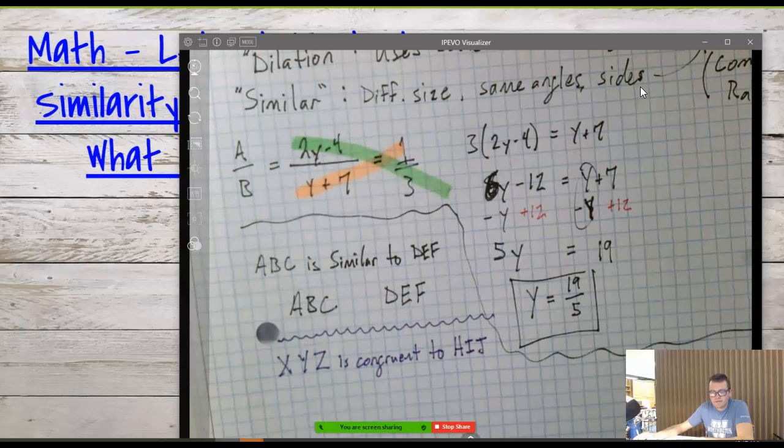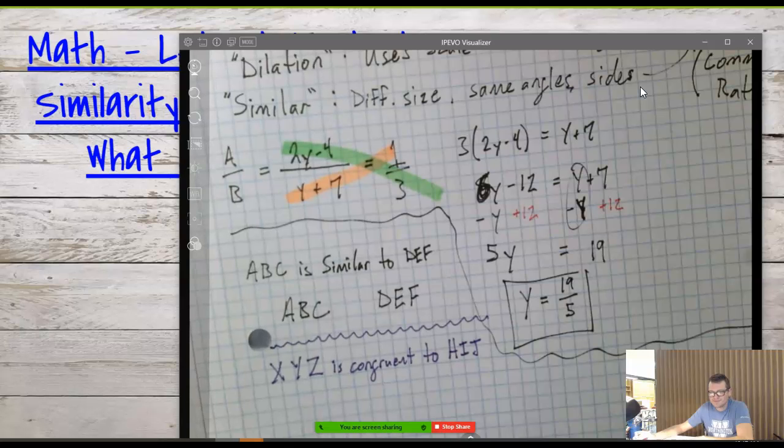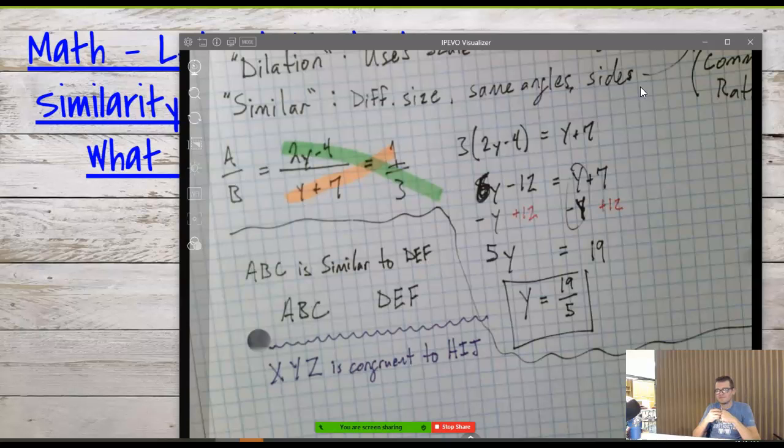And wouldn't congruent just be an equal sign? You're close. You're partly right. What does the equal sign mean? The exact same thing. What does the squiggly line mean? Yeah, what do we use?